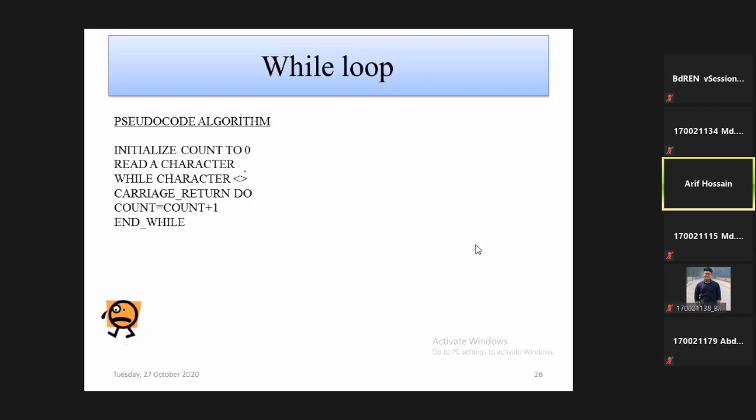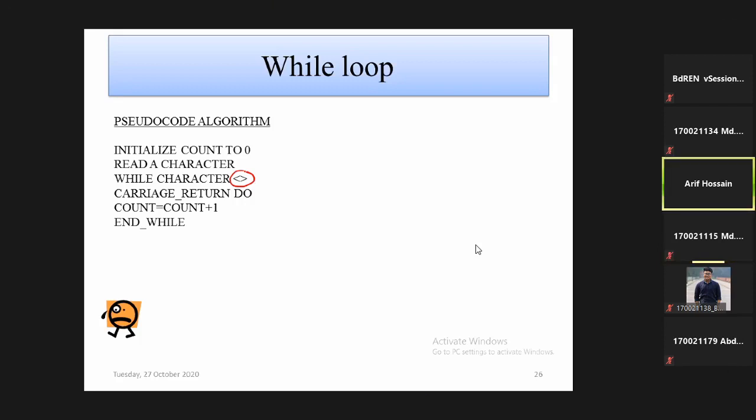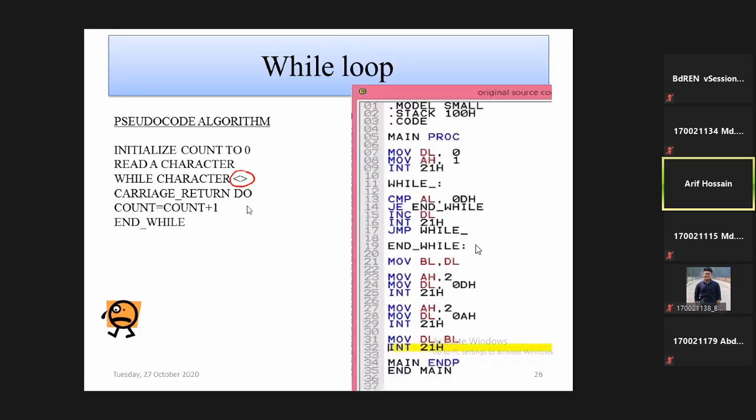This sign means not equal. While the character is not equal to carriage return, we will keep on counting. That means whenever you press enter, it will show how much you have counted. So this is your while loop. Did you get the question? Your processor will keep on reading a character until and unless you press the enter button. Once you press the enter button, it will end the condition. It will end the while loop. Is it okay? Yes, sir.